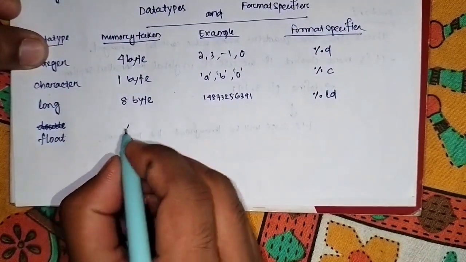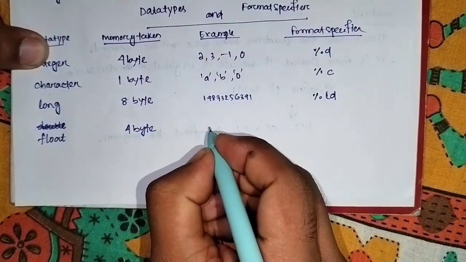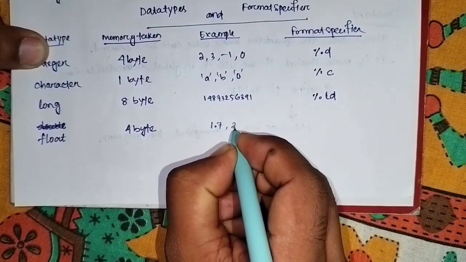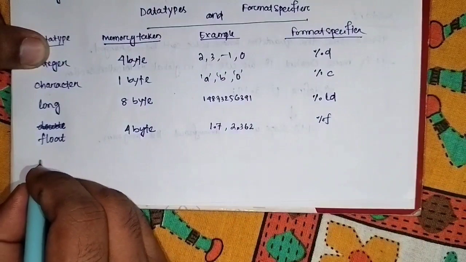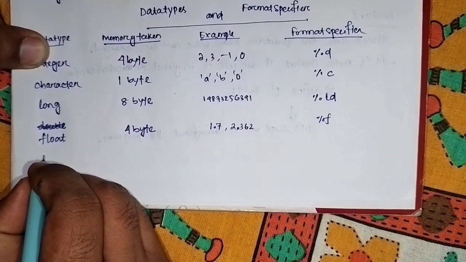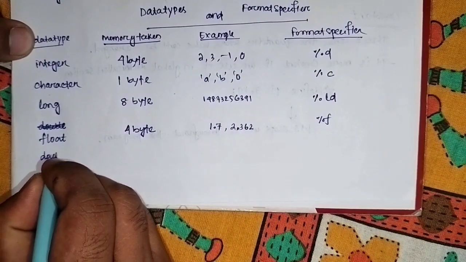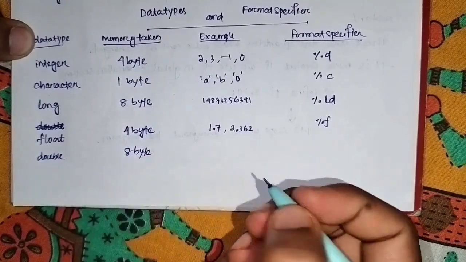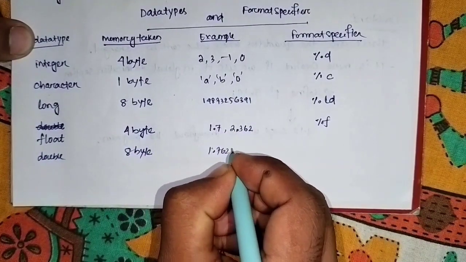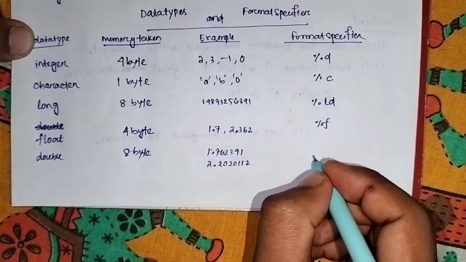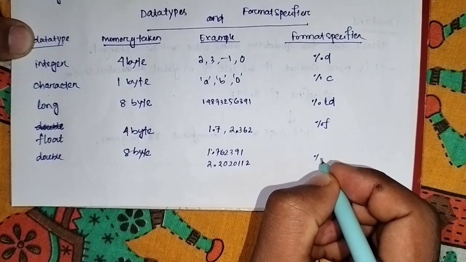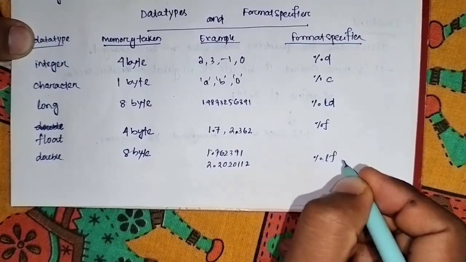Then comes the float data type. In the float data type, the memory taken is 4 bytes, and the examples are any decimal number. In the double data type, it has 8 bytes of memory allocation, and here after the decimal point we may use more digits. Format specifier is %lf.